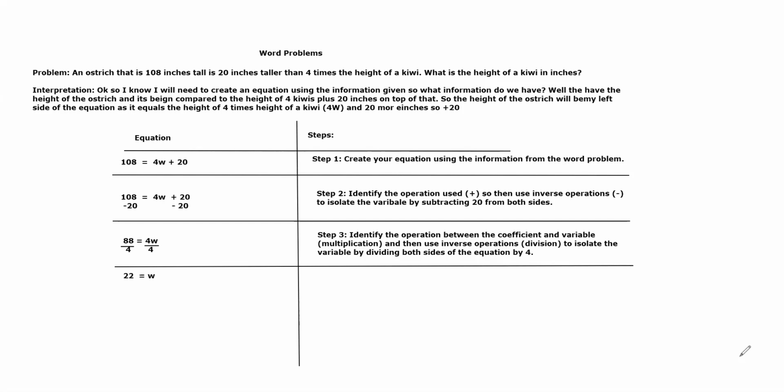Well, we have the height of the ostrich, and it's being compared to the height of 4 kiwis plus 20 inches on top of the height of those four kiwis. So that means that the height of the ostrich would be on my left side of my equation, as it equals whatever the height of the kiwi is 4 times. So that's a 4W, because remember, 4 is multiplying by W. So that's how we get the 4W. And 20 more inches. So plus 20.